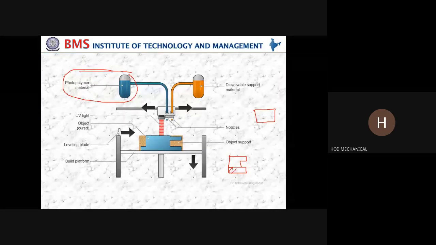So this part has to be completely built. But when you go for the next portion, this portion need not be covered. Please understand, whatever I am marking here, this portion need not be covered. Therefore, in this portion you make dissolvable support material. Wherever you don't want the polymer to be present, you supply this support material. Once you build everything, you remove the support material, and you get the required shape. That is very important.